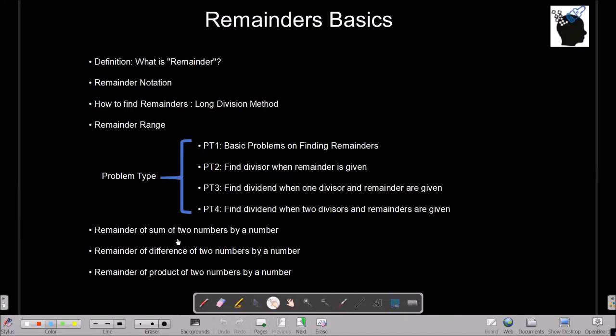Then we'll see how to find remainder of sum of two numbers by a number, how to find remainder of difference of two numbers by a number, then remainder of product of two numbers by a number.